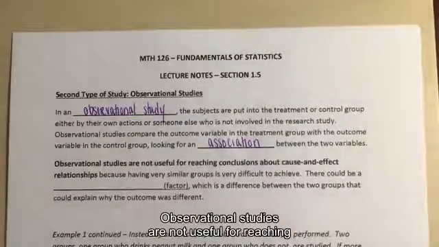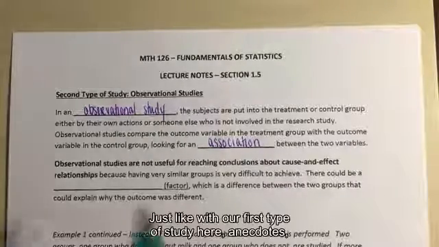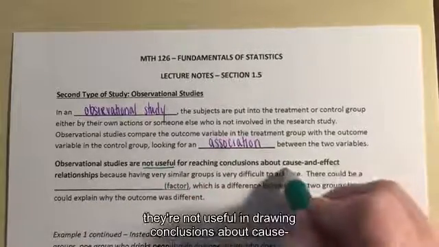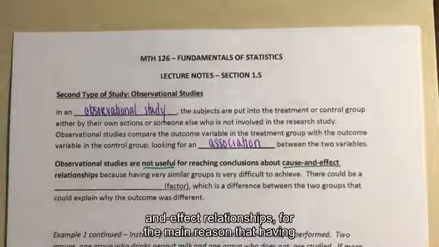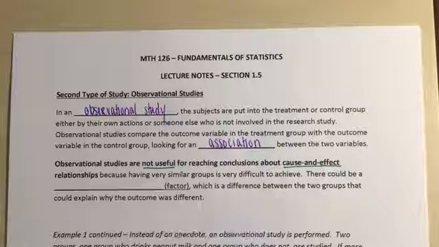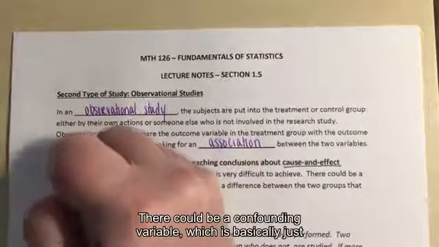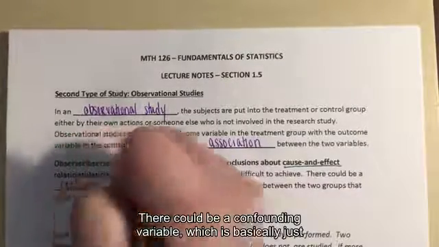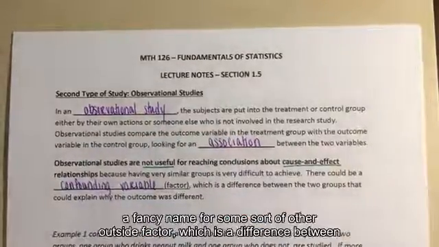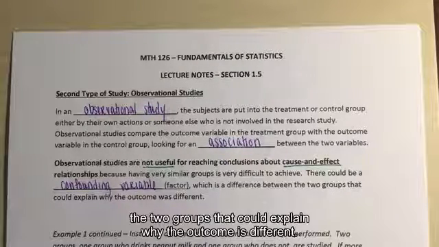Right? Observational studies are not useful for reaching conclusions about cause and effect relationships. So just like with our first type of study, our anecdotes, they're not useful in drawing conclusions about cause and effect relationships, for the main reason that having very similar groups is difficult to achieve. There could be a confounding variable, which is basically just a fancy name for some sort of other outside factor, which is a difference between the two groups that could explain why the outcome is different.